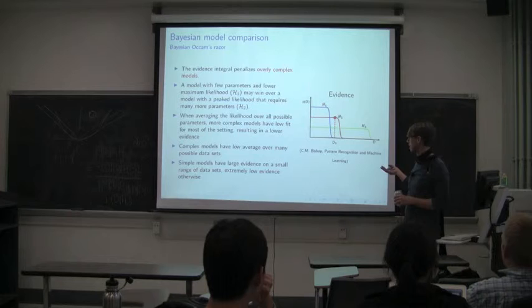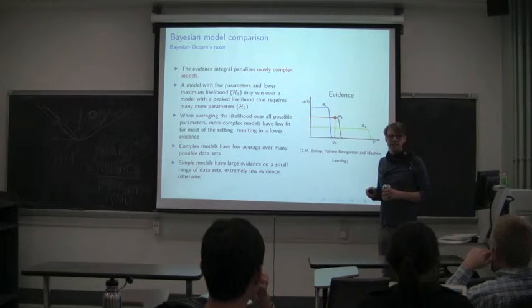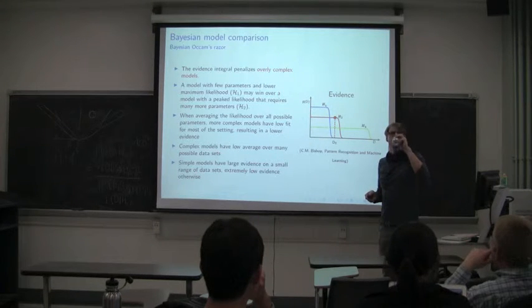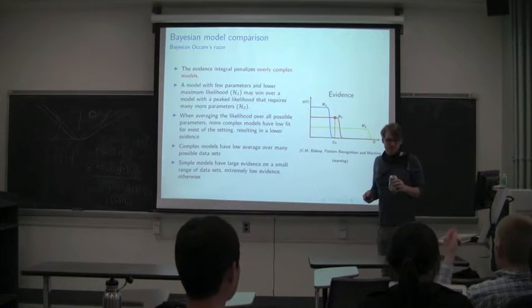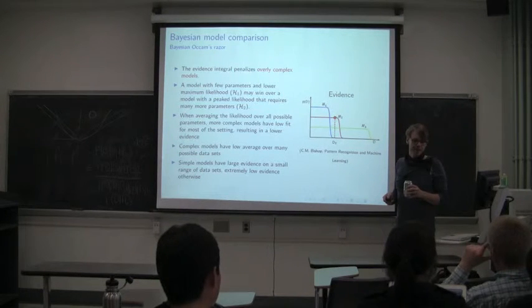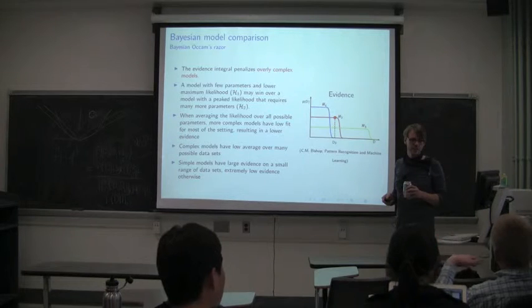And if you use the evidence, it will automatically penalize complex models. It says complex models have low average evidence over many possible data sets, whereas simple models have large evidence on a small range of data sets. I thought, wouldn't it be the opposite? Wouldn't you have complex models that fit certain data sets very well and then not well on the others?